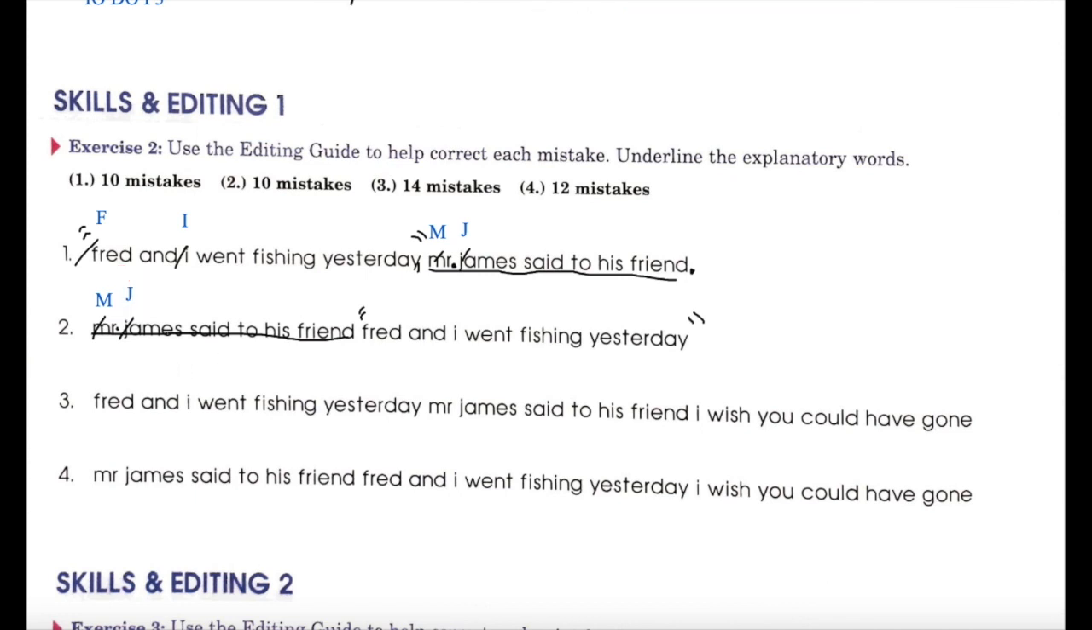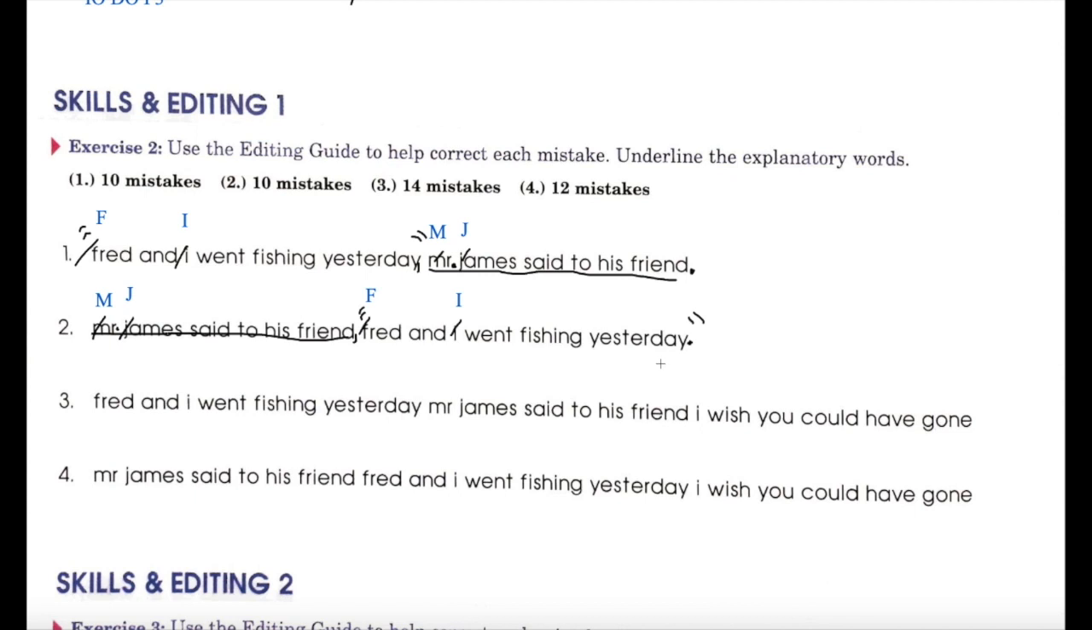Said to his friend. We have explanatory words at the beginning. That means we need a comma after the explanatory words before the quote. Fred, we need to capitalize because it's a proper noun and because it starts our quotation. Fred and I, you always capitalize the word I. Went fishing yesterday. Let's put a period at the end.